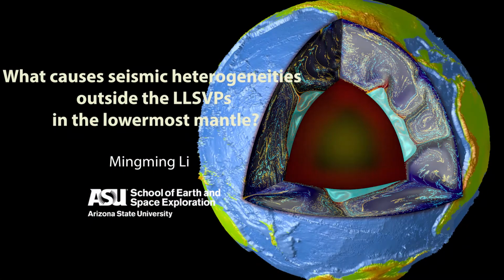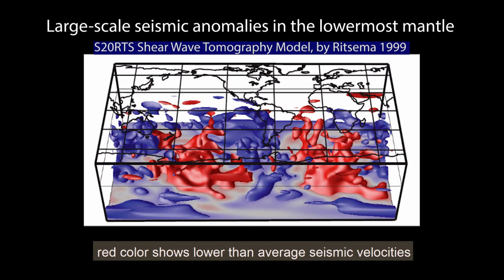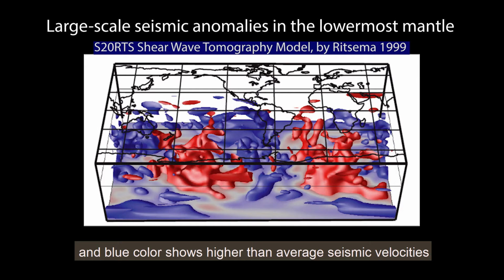The title of my presentation is What Causes Seismic Heterogeneities Outside the LLSVPs in the Lowermost Mantle? This slide shows the global S-wave seismic tomography model by Ritsema. Red color shows lower than average seismic velocities, and blue color shows higher than average seismic velocities.